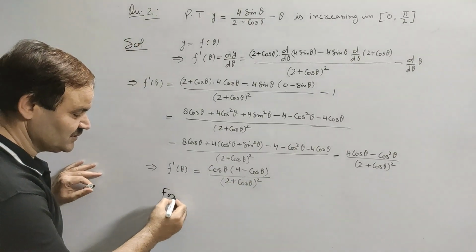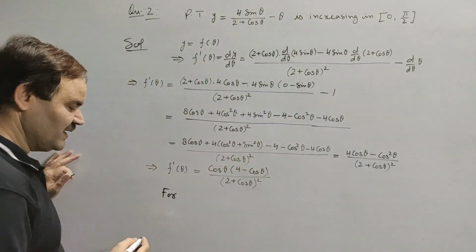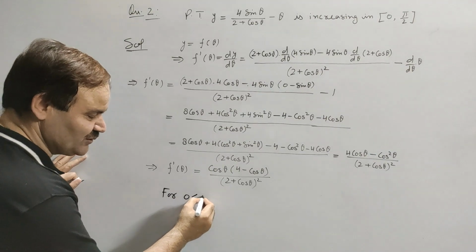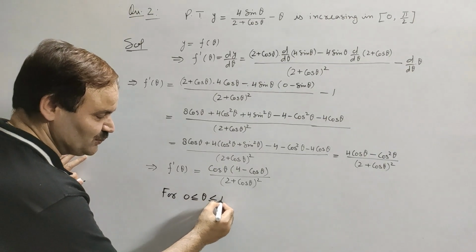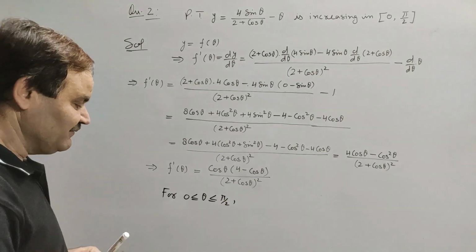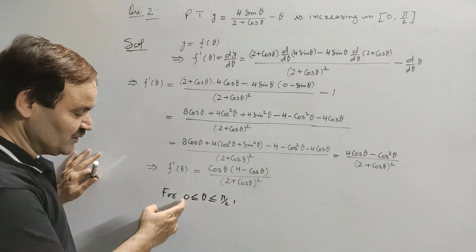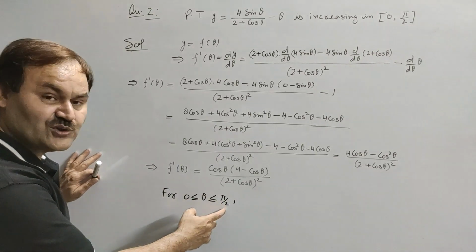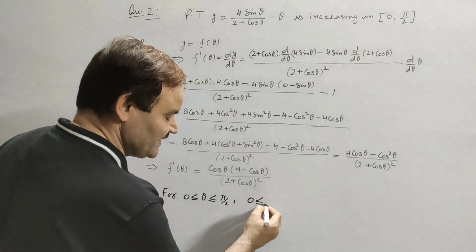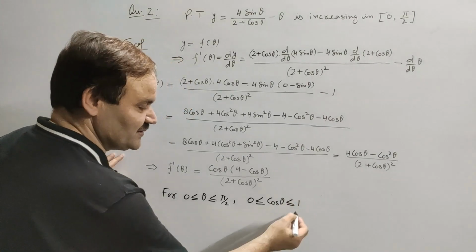For theta lying between 0 and pi by 2, it means for 0 less than or equal to theta less than or equal to pi by 2, the value of cos theta will vary between 1 and 0, because cos 0 will be 1 while cos pi by 2 will be 0. So 0 will be less than or equal to cos theta, which will be less than or equal to 1.